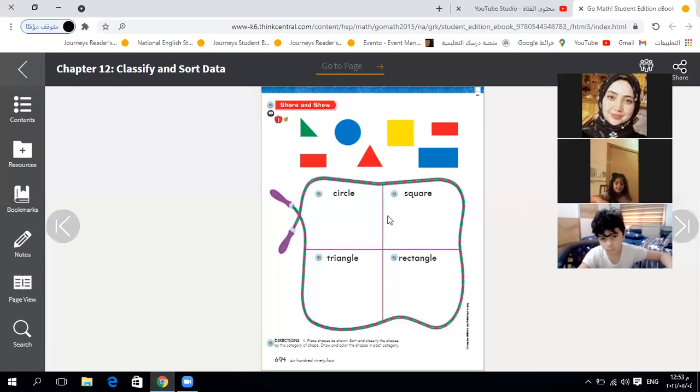Okay, so here, guys, we have to place shapes, okay, and we sort them by a category of the shape. So here we have a word circle. We have here, Hala, a box for circle. So we have to draw here or sort a circle in here, okay? So here we have the word circle. I'm going to draw a circle, okay?